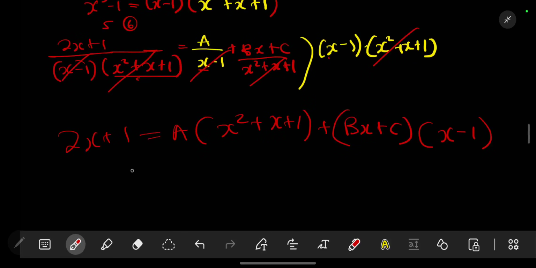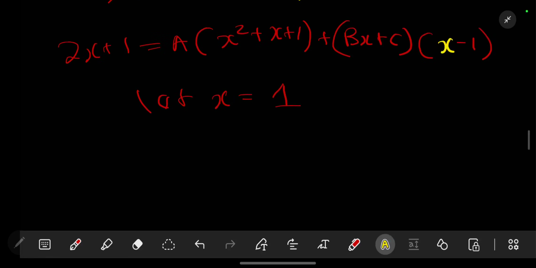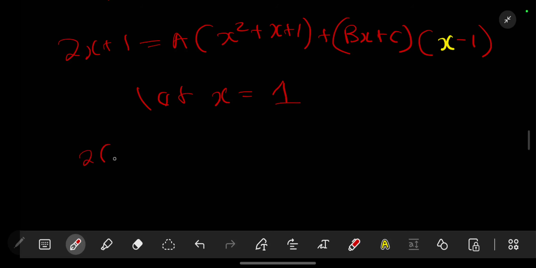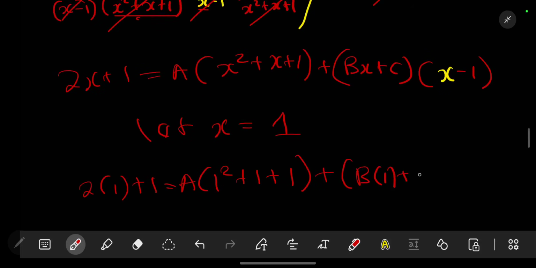Then what we are going to do is first eliminate b and c because they are attached to each other, or rather connected. So what we are going to say is that let your x be equal to positive 1. So that when you have your 1 here, your 1 minus 1, it is going to give you 0. So replacing it there, it will be 2 times 1 plus 1 should be equal to a. We have 1 squared plus 1 plus 1. So we are just replacing. Then we have plus our b, where there is x, we put 1, plus our c. Then we have 1 minus 1 like that.